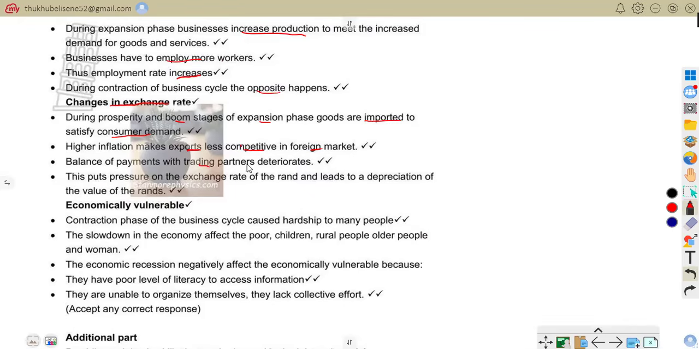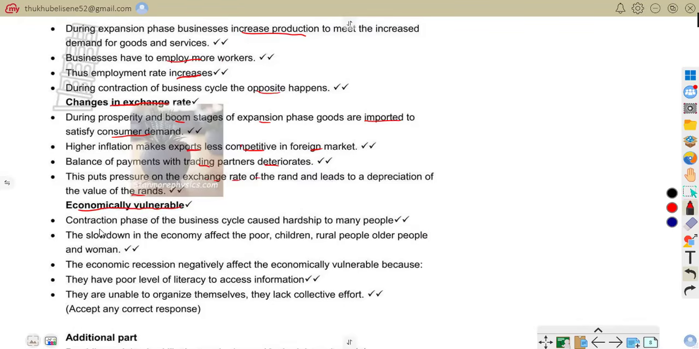Balance of payments with trading partners deteriorates. Imports exceed exports, causing a trade deficit. This puts pressure on the exchange rate of the rand and leads to depreciation of the value of the rand. So this causes currency depreciation: higher demand for foreign currency lowers the value of local currency.